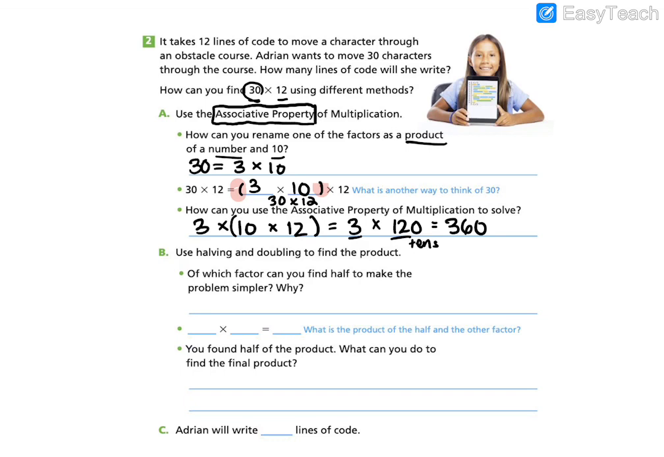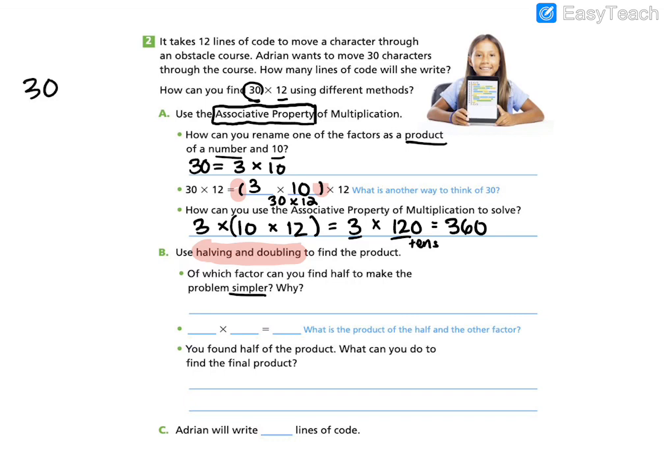Now, letter B is going to ask us to solve this another way. And this is a strategy I love to use. Halving and doubling. Okay, so halving and doubling is another way of thinking about solving multiplication equations. So it's going to ask us, of which factor can you find half to make the problem simpler? Now, simpler is a word here that they're using. When we think about a simple fact, we need to think about when we regroup and rename. Right? We're always looking to move something into a single digit.